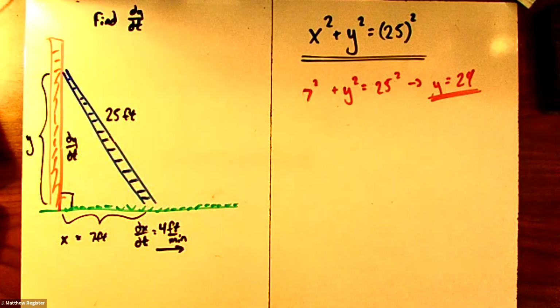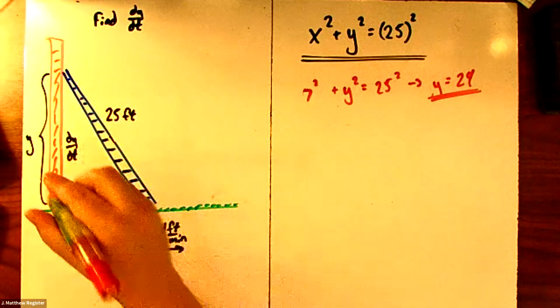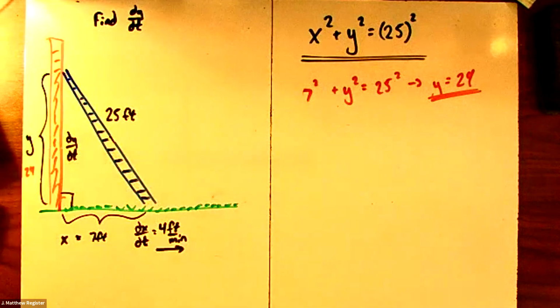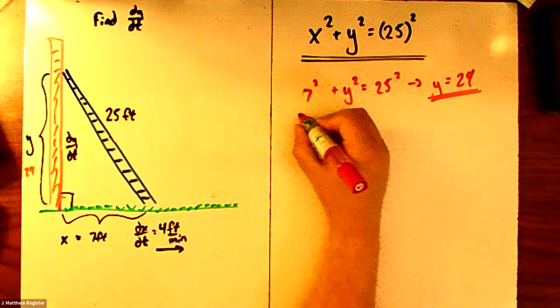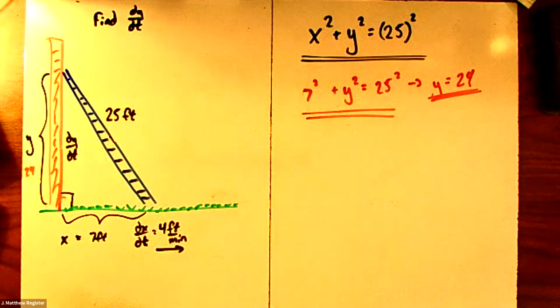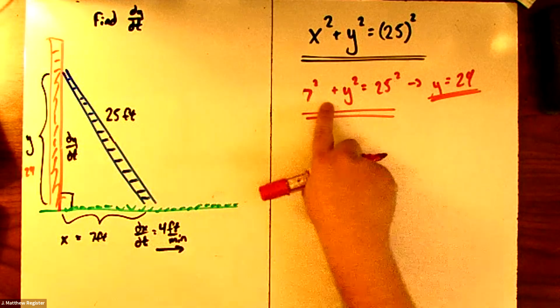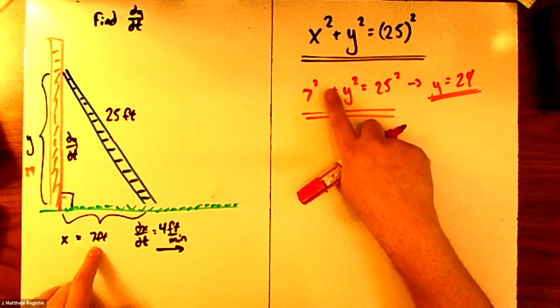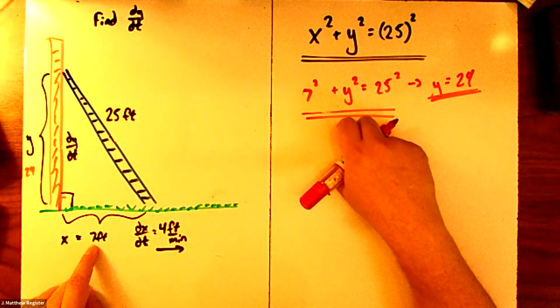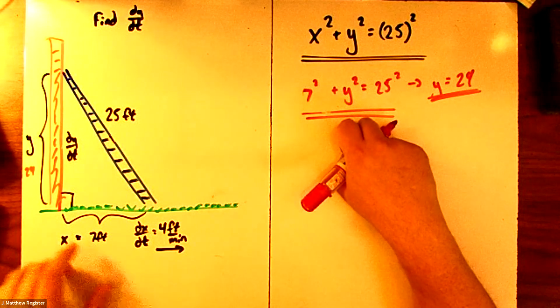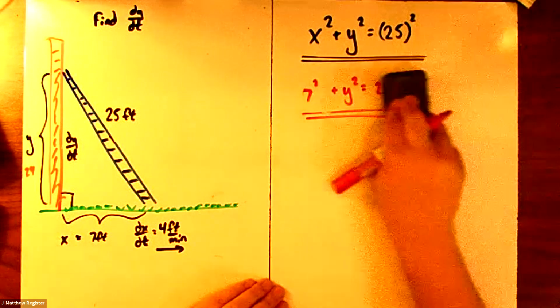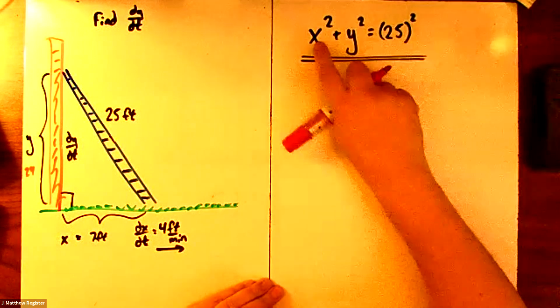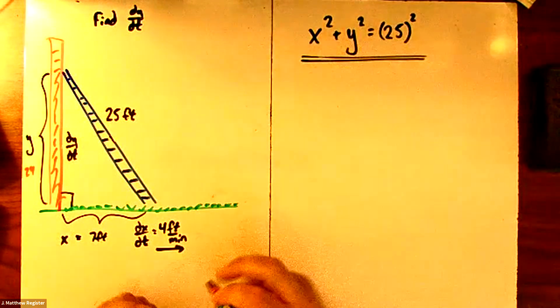And so now we have to figure out what dy/dt is. And the question is, how do we go about doing that? What some people do is they will use this equation here to do it. And that is bad. You would not want to use this equation where you've already substituted the 7 in, because this 7 is changing. And since this 7 is changing, we would need to use the original formula, x squared plus y squared equals 25 squared.